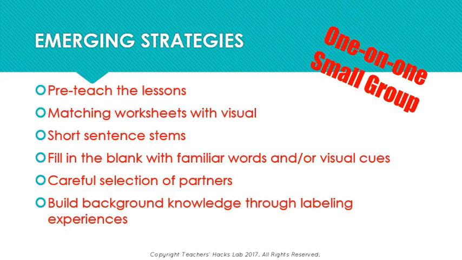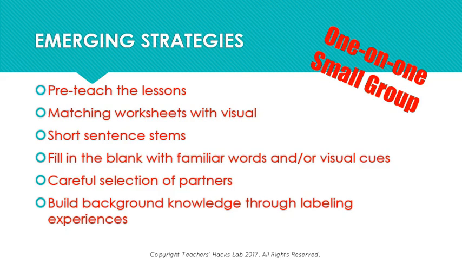In the emerging level, some strategies that I find that work usually are one-on-one or in small group, definitely pre-teaching the lesson, matching worksheets with visuals. Short sentence stems. These students are expected to be able to produce a little bit of language. So if you start them off with language and provide them lots of context language through their textbooks or through worksheets or things they already know, they're able to produce something.